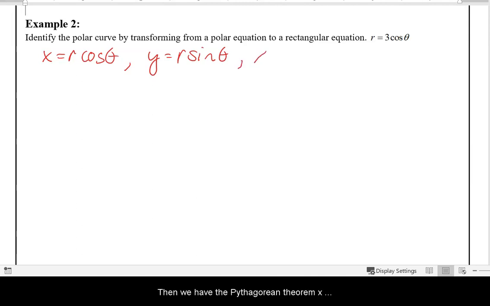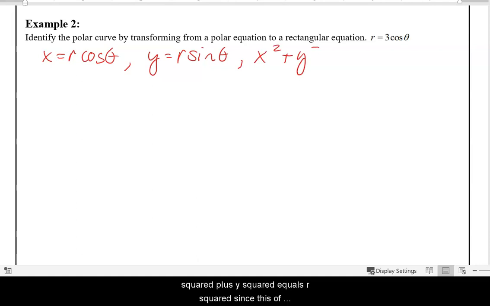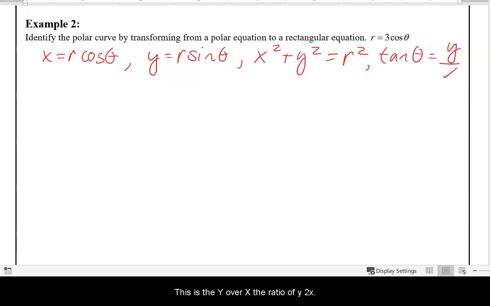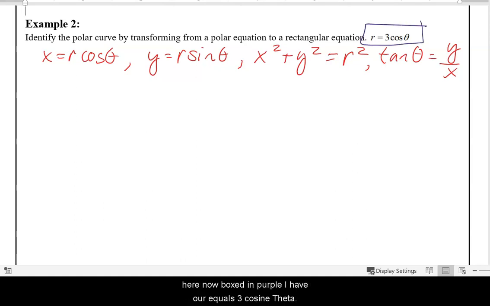Then we have the Pythagorean theorem, x squared plus y squared equals r squared, since this, of course, means that sine squared plus cosine squared will give you the radius squared. Then we have the tangent equation, which can give us the slope of a point. This is the y over x, the ratio of y to x. Looking again at our polar equation, which we have up here now boxed in purple, I have r equals 3 cosine theta.